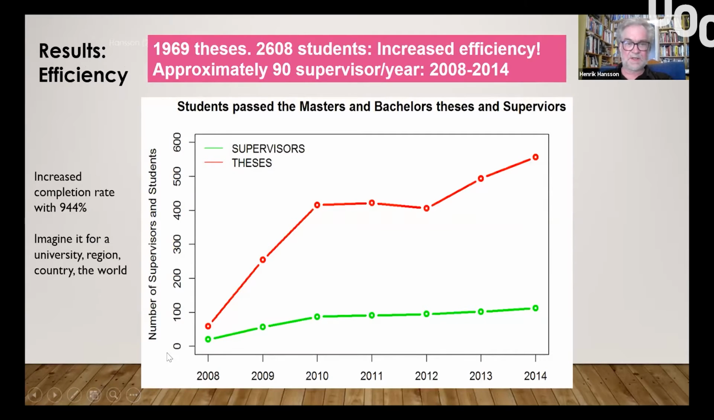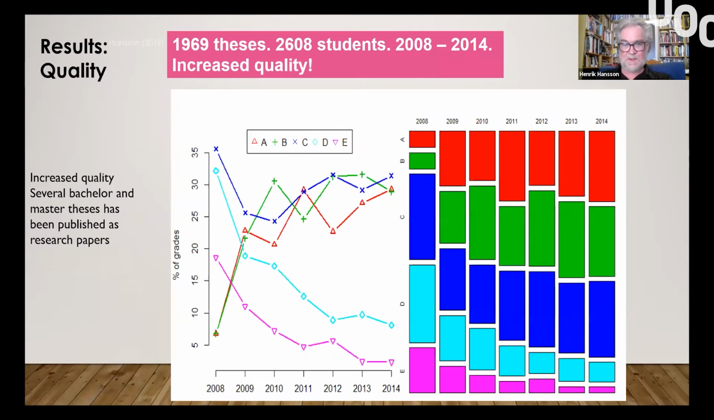Here is some data. In 2008, we had 57 low quality theses completed. In 2014, we have 559 high quality theses completed. That is an increase of 944%. And it's the number of theses, this is published in the study. And this is the quality. We had A, B, this is the Bologna scale, excellent here, very few, and a lot of low quality. But we increased the quality and have very little low quality now.